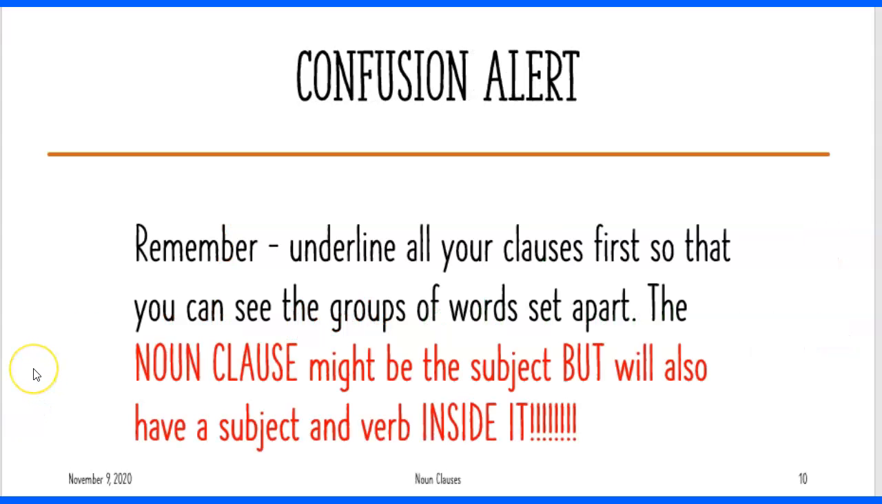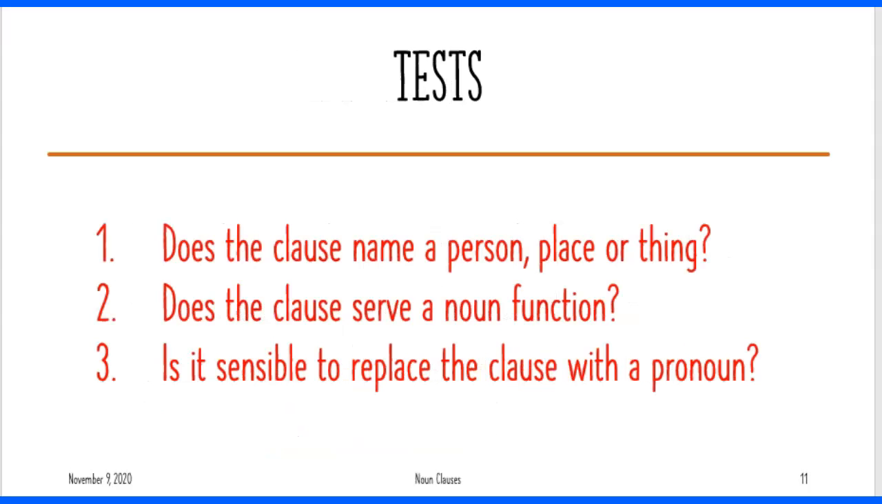You have to remember that the noun clause might be the subject, but it has a subject and a verb, but it's the subject for the big one. Super confusing, and I'm hoping that when we diagram these on Wednesday, it will be a little easier to understand. But there are some tests that help us to decide whether this is a noun clause or some other adjective or adverb clause. So if you will look at page 133, it gives us 3 tests to help us figure out if this is a noun clause doing a noun job.